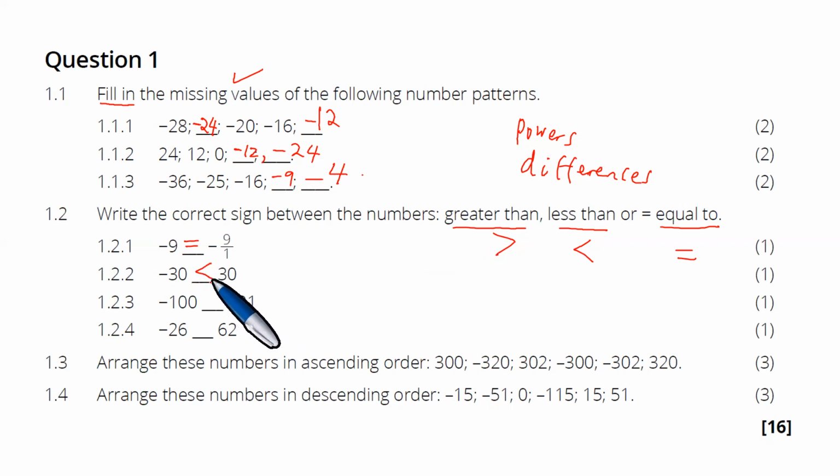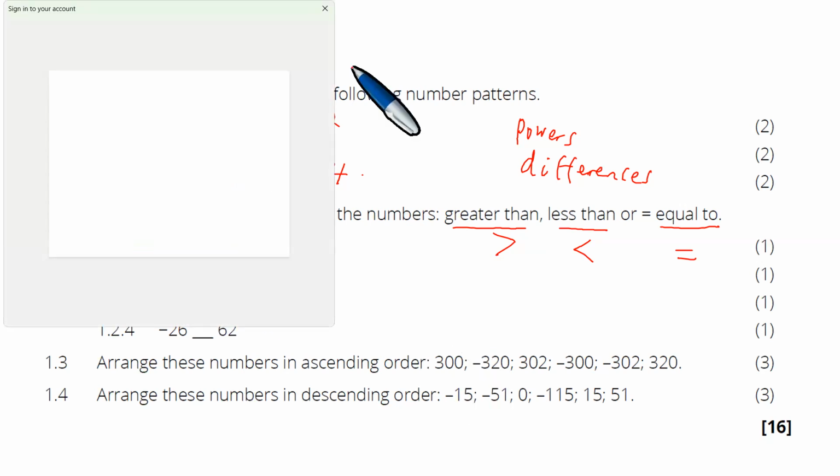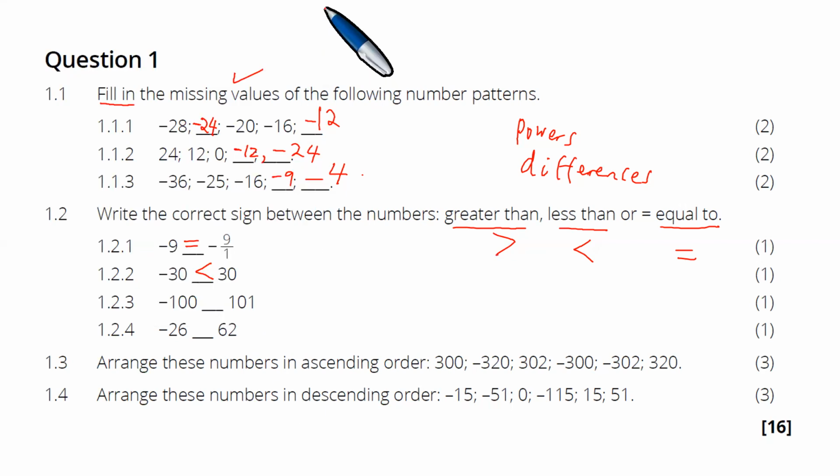It's less than because a negative number is less than a positive number, always. No doubt about that. Okay, so we continue.